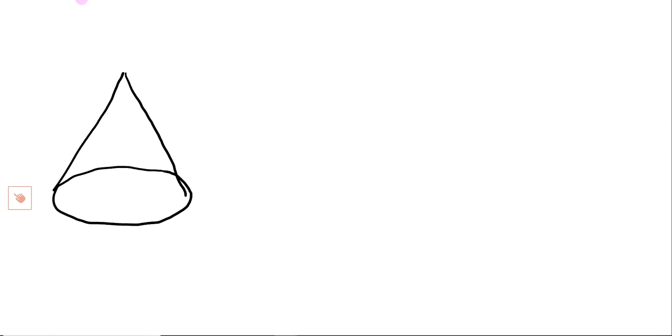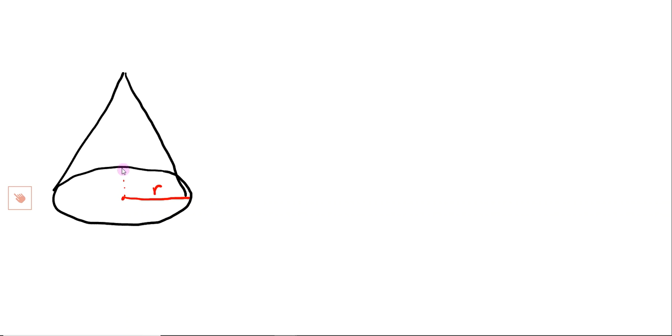So with our cone, here's my circle base, here's my cone. Now something to be aware of is that we've already looked at, well, this is the radius of the base, okay?